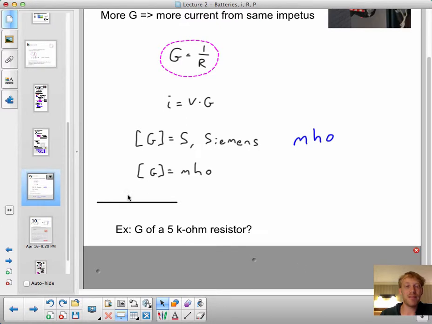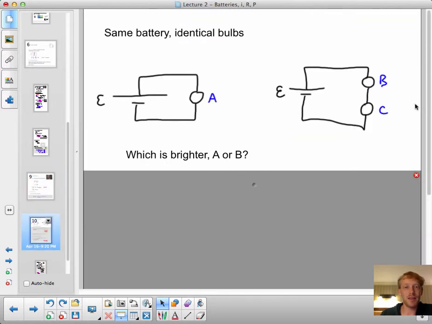Great. Now let's do this example. All right. I love this problem. If you understand this, you will have overcome one of the two greatest difficulties in this unit. This is the same battery, or identical batteries, in two different situations. In the first situation, it's connected to one light bulb. In the second situation, the battery is connected to two light bulbs, one after another, in series. Which is brighter, A or B, and why?